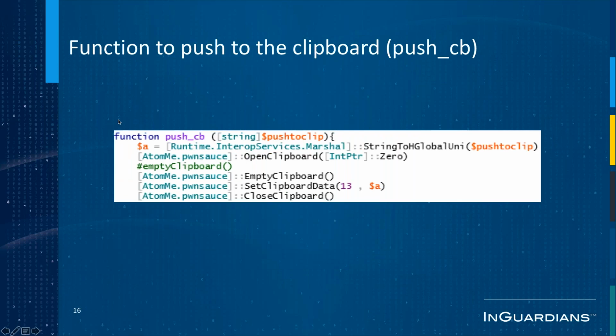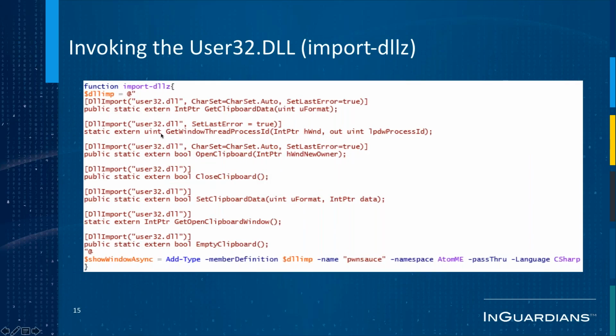So the import DLL function here takes that string blob and creates a type. The name is Adam Me Pwn Sauce, and it's written in C#.